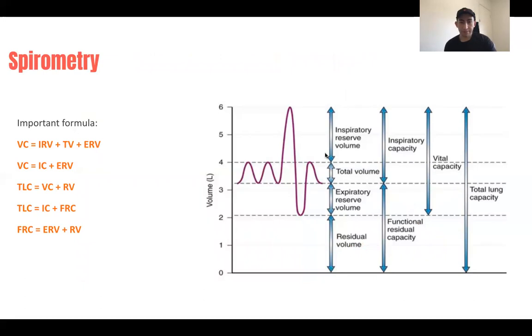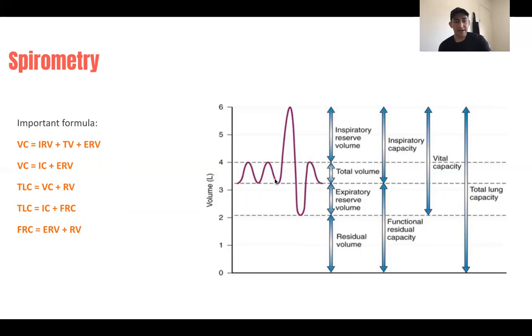Spirometry. So spirometry is pretty easy. There's not much to do here, to be honest. You just need to know these volumes and what they're composed of. So just very briefly going through that, going up and down here is just your normal breathing, and this would be your tidal volume, okay?